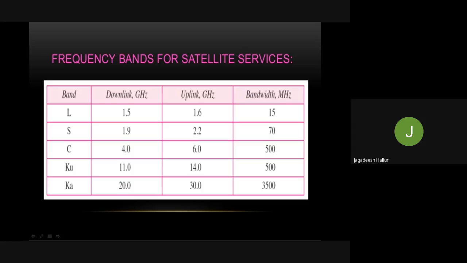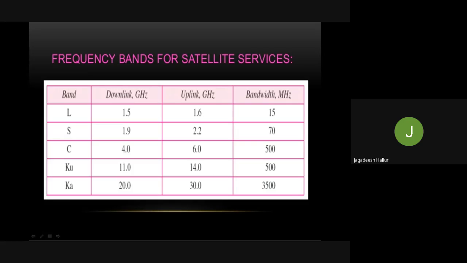For S band, 1.9 gigahertz to 2.2 gigahertz, because these frequency bands are used for low Earth and medium Earth orbit, and the bandwidth of this is very less. That is, bandwidth for L band is 15 megahertz, bandwidth for S band is 70 megahertz. C band, Ku band, and Ka band, these frequency bands are used for medium Earth orbit and geostationary Earth orbit.